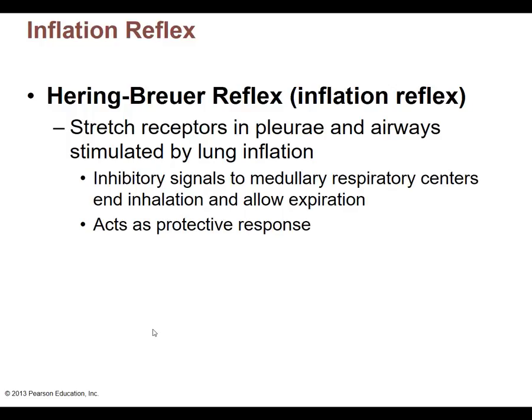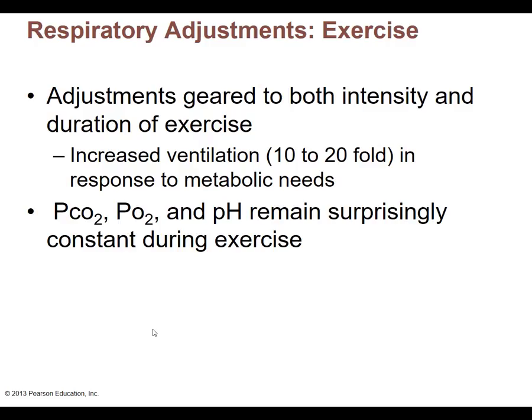Now, some adjustments to our breathing, and the big one is exercise. We can increase our ventilation rate 10 to 20 fold in response to metabolic needs. We need more oxygen if our muscles are exercising. However, during exercise, because we can adjust everything, carbon dioxide levels, oxygen levels, and pH usually still remain pretty constant with our breathing.